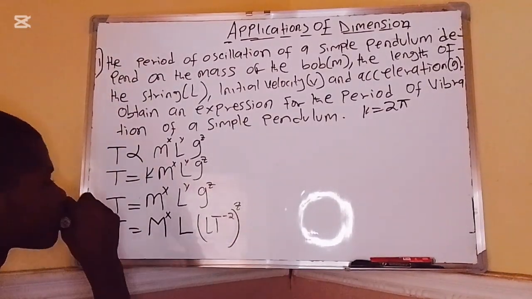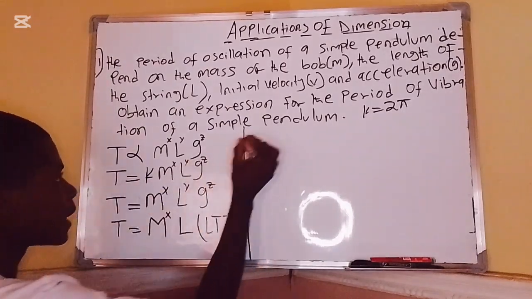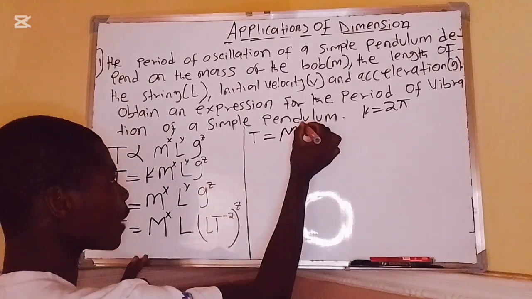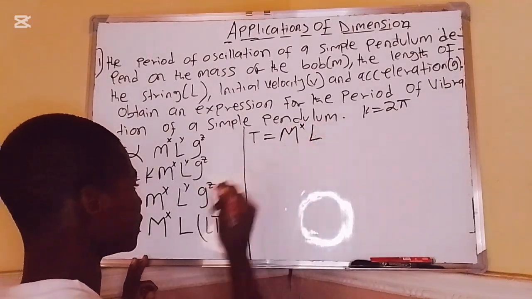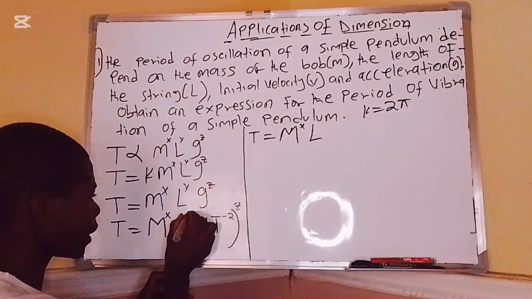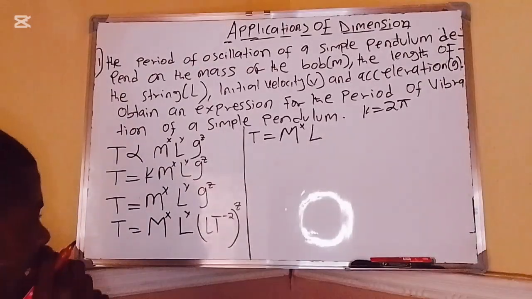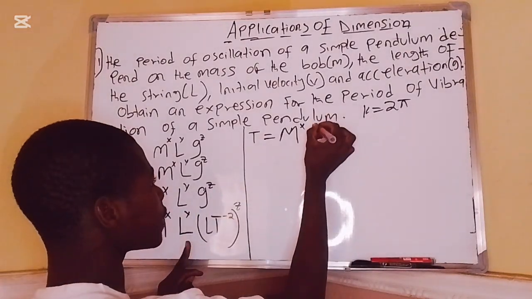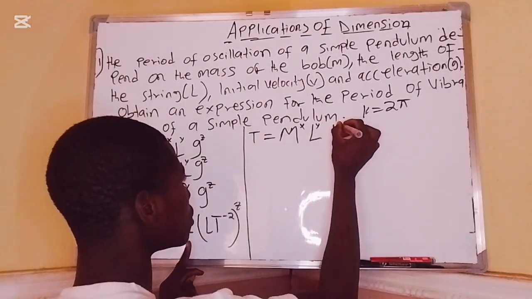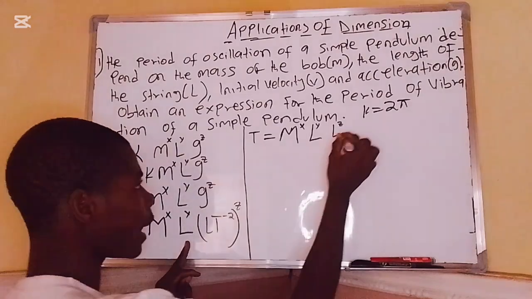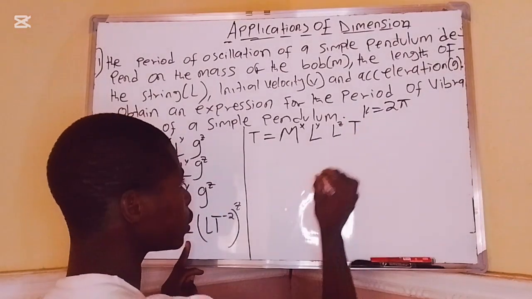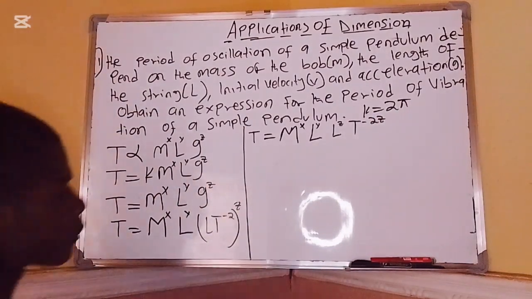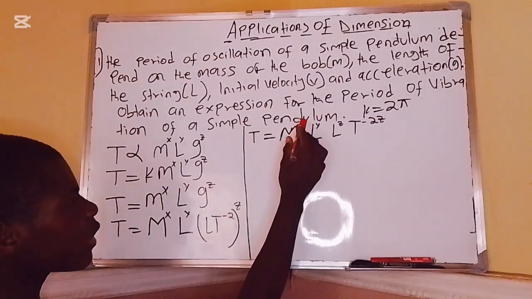The next thing here is that this T should now be equal to M to the power of x, L to the power y, sorry, here there is y. Sorry for that. If I distribute this, I'll have L to the z, and therefore I'll have T to the negative 2z.